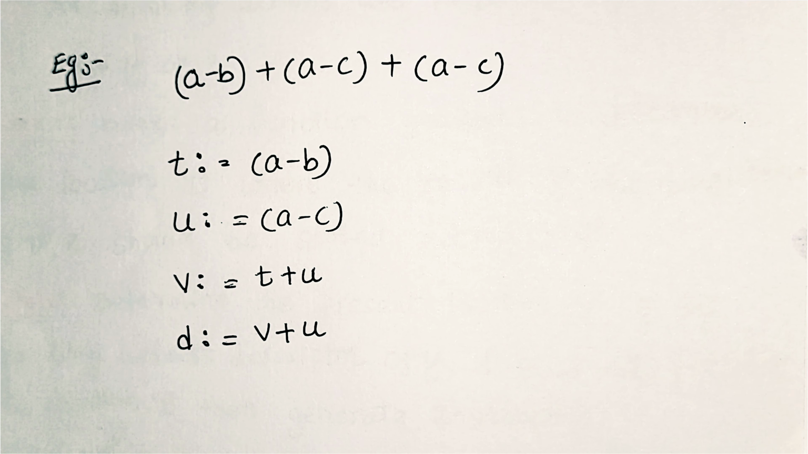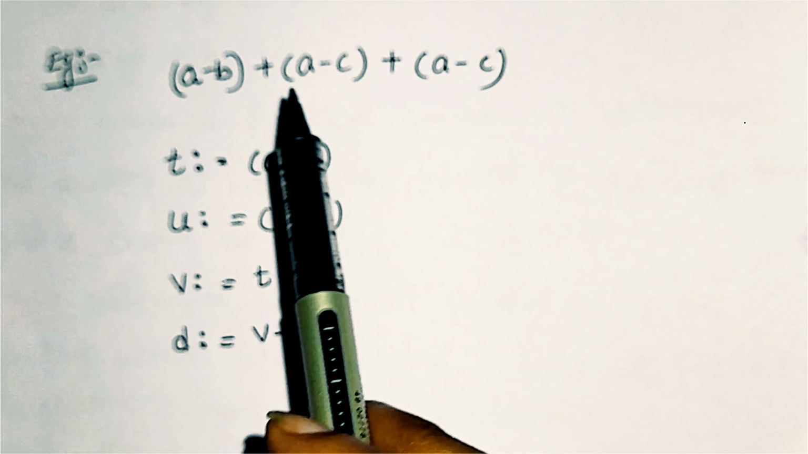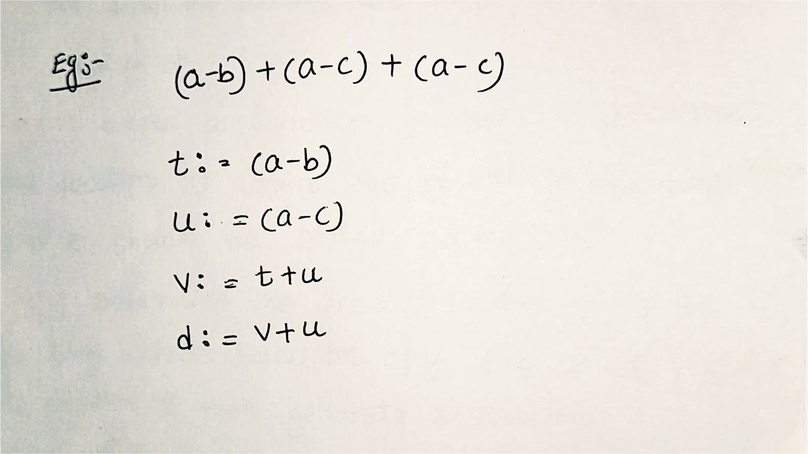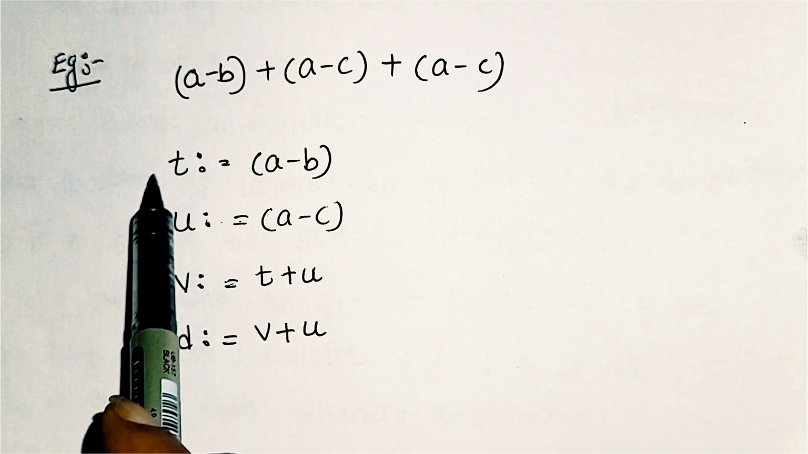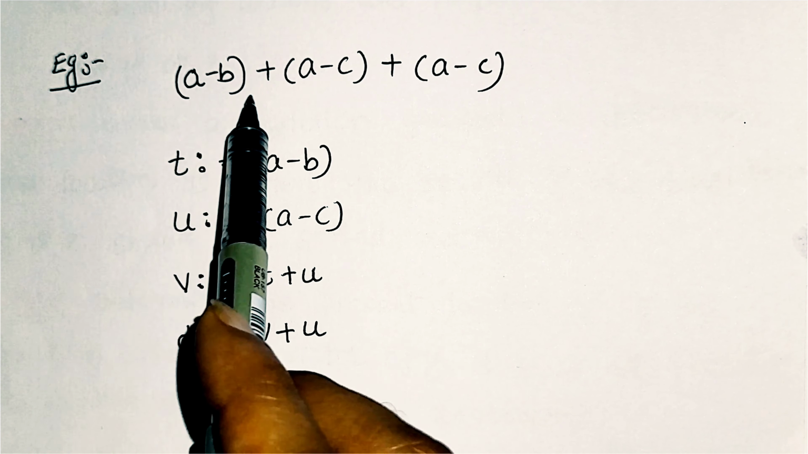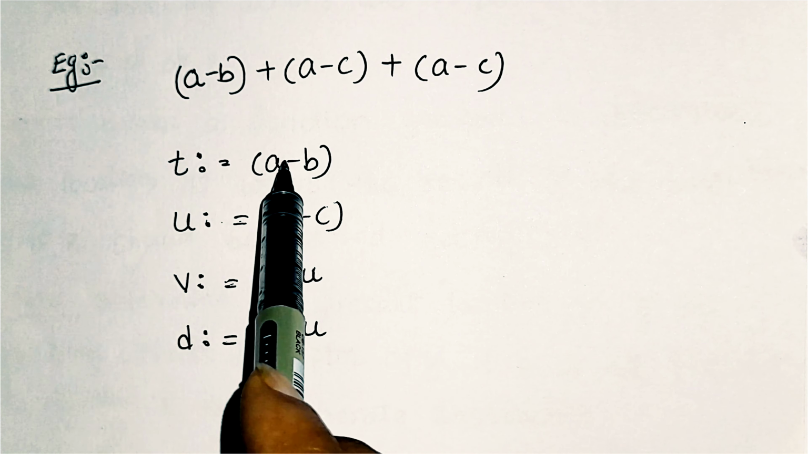Now here you can see one example: a minus b plus a minus c plus a minus c, friends. What we are going to do is convert this into code generation. Initially I took the value of t as a minus b, and u as a minus c. The value of t is a minus b and the value of u is a minus c, friends.